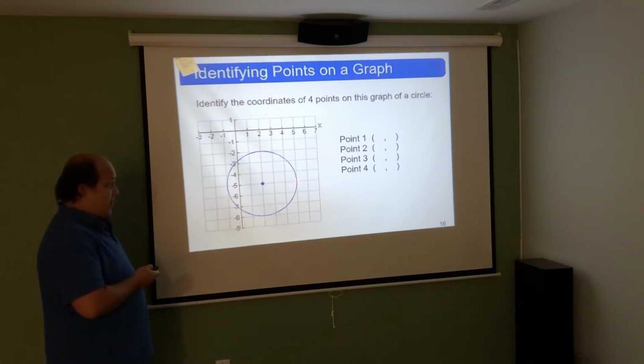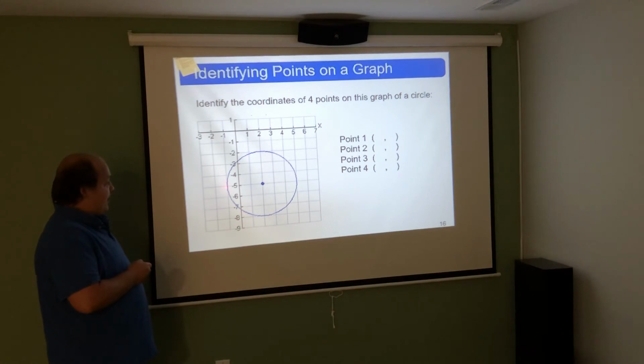The next point I'm going to get to is here. To get there, I start at the origin, I go right 5, so the first coordinate would be 5. Then I go down 5, so the second coordinate would be negative 5. To get to the next point on the circle, I go right 2 and down 8. So the coordinates would be positive 2, negative 8 for that point.